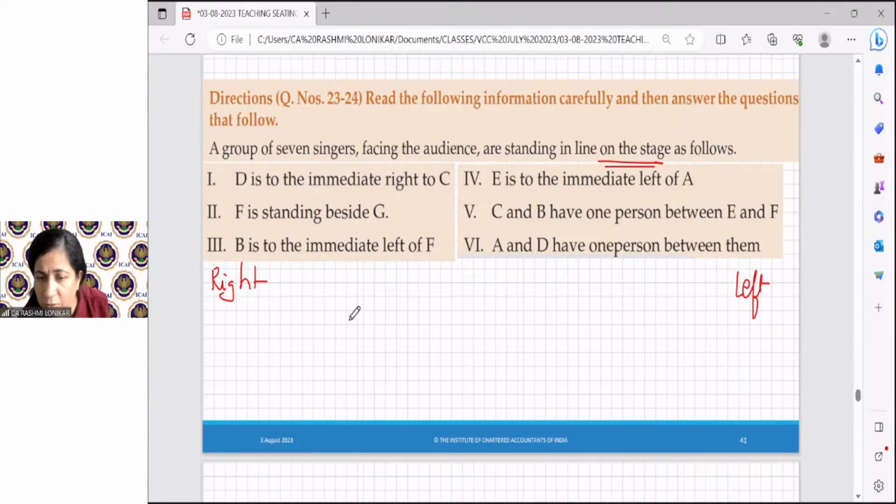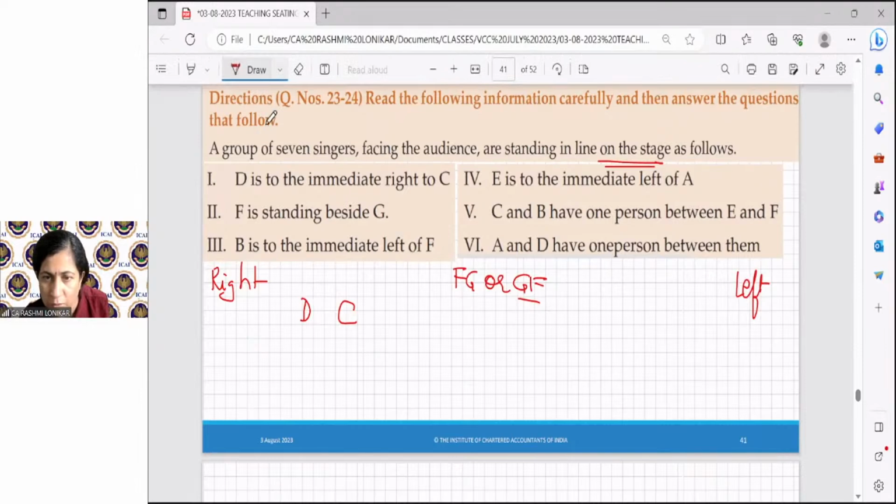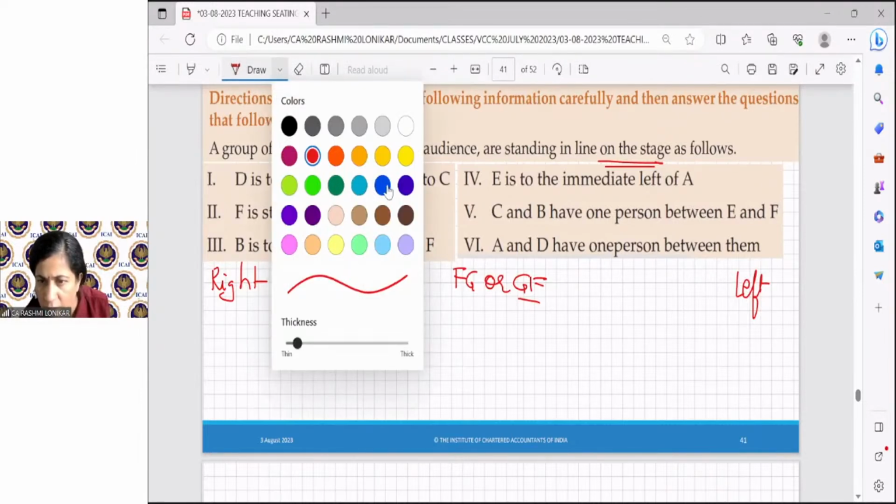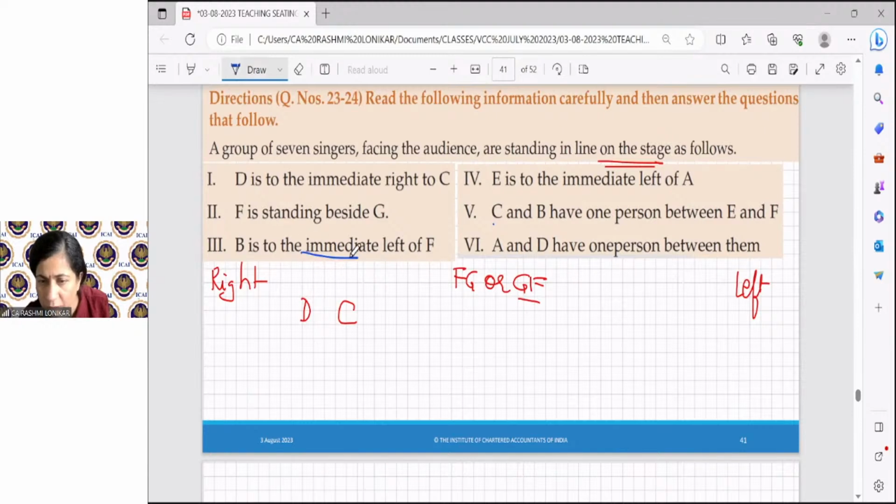D is to the immediate right of C. So I have C, D. F is standing besides G, which means FG or GF. Okay. B is to the immediate left of F. So this will be more true. B is standing to the immediate left of F. So this is the F left. So it will be G, F, B. Okay.